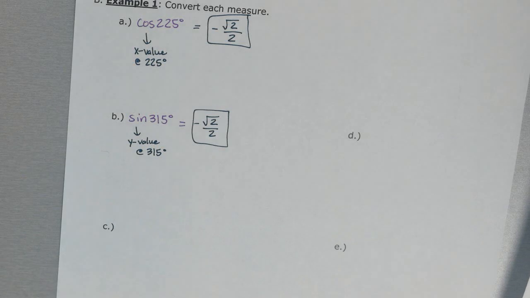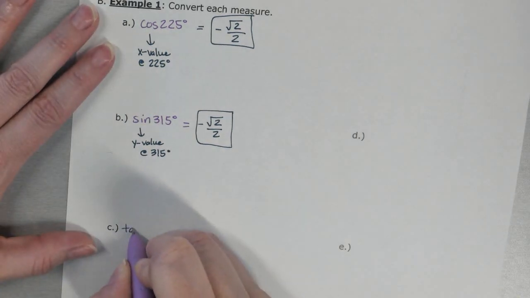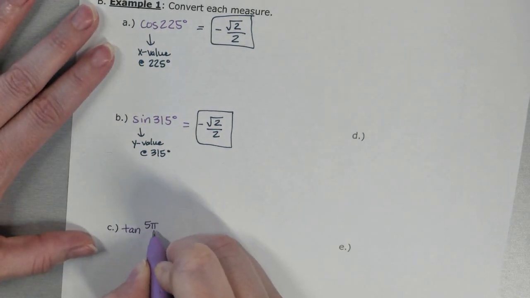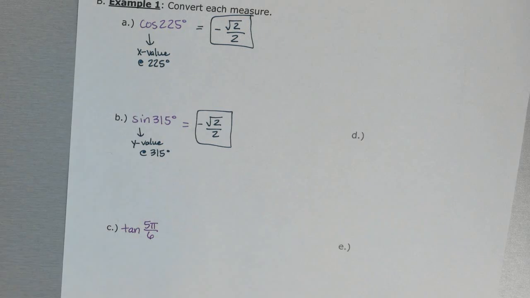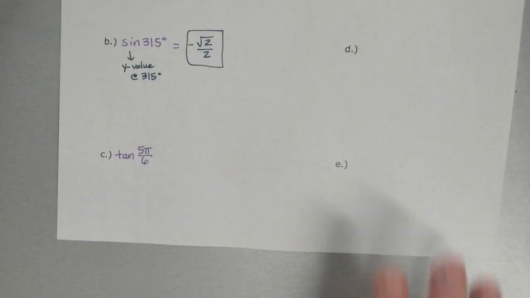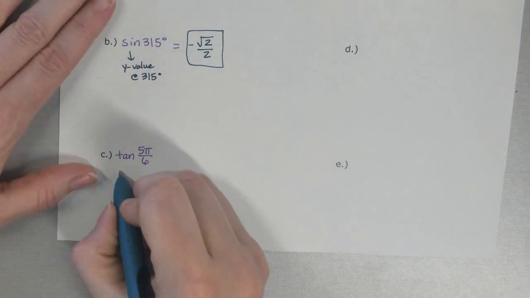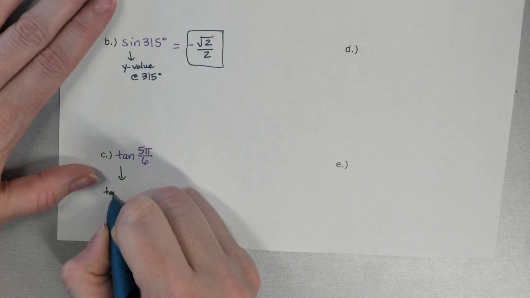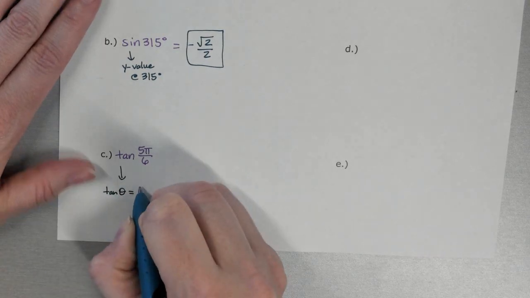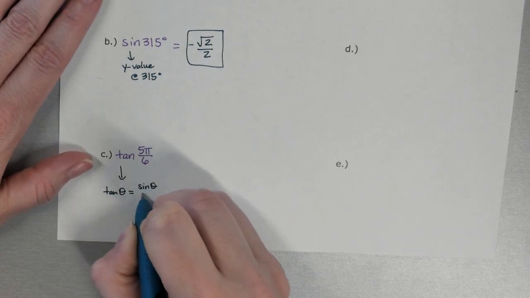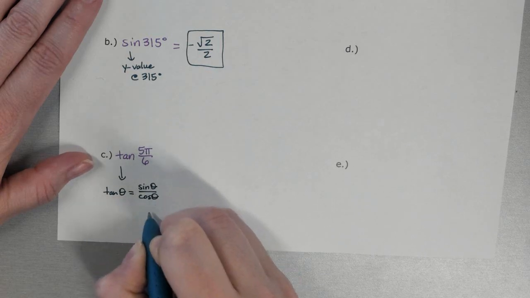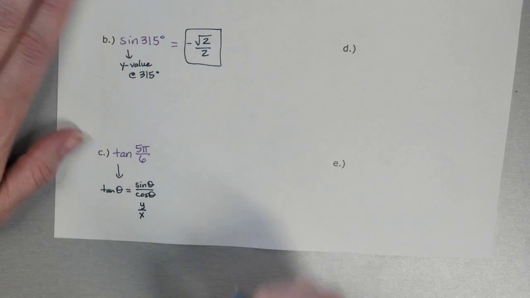All right, now we're going to do a different function. The next one is the tangent of 5 pi over 6. So remember, to find the tangent, what do we do? Yep, we're going to have to divide. Sine over cosine, or y over x.